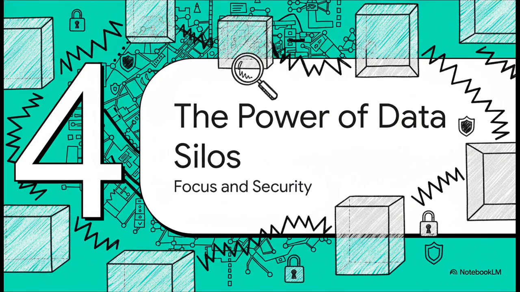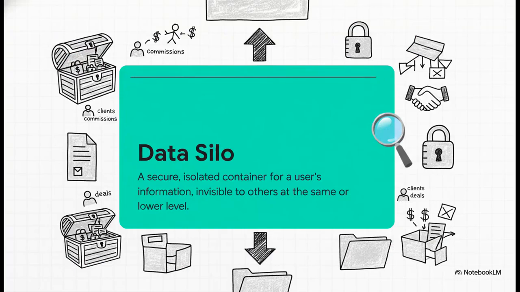It's about building these invisible walls that give each person laser focus and, just as important, rock-solid security. So what exactly is a data silo in this context? Simply put, it's a secure, isolated container for a user's information. By default, an agent's workspace is totally private. Everything, their clients, their deals, their commissions, it's all inside this box that nobody at their level or below can peek into. It's their world and their world only.